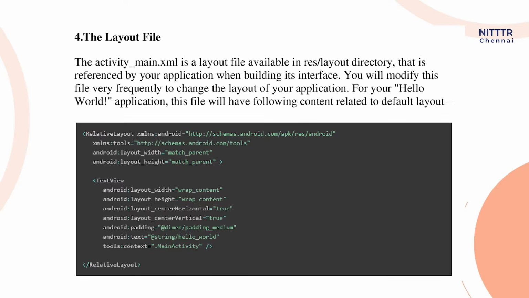Then fourth is the layout file. The activity_main.xml is a layout file available in the res section under the layout directory. That is referenced by your application when building its interface. You will modify this file very frequently to change the layout of your application. For your Hello World application, this file will have the following content related to the default layout. This is an example file which has been generated.